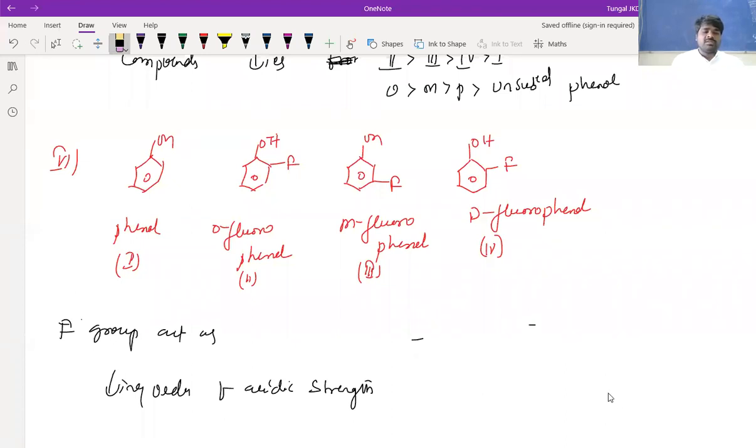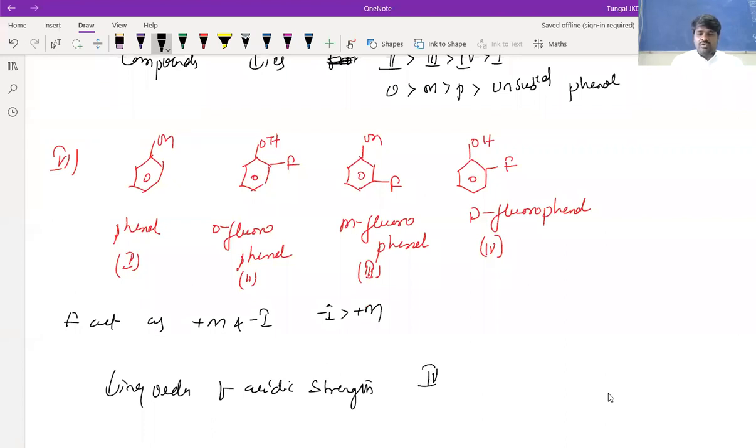What is a small correction in the sense? The decreasing order is given better in this matter. Fluorine acts as both plus M and minus I. For this also, what is better? Minus I dominates over plus M. So here basically the order is given fourth, followed by second, followed by third, followed by first, beta. Or otherwise, we say para followed by ortho, followed by meta, followed by unsubstituted.